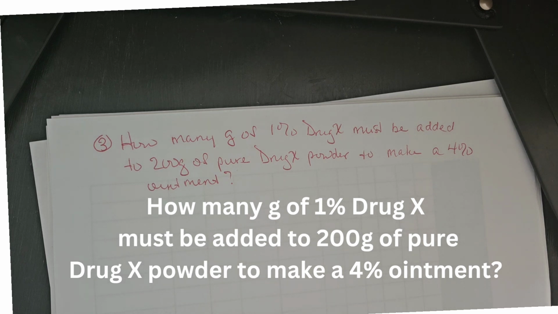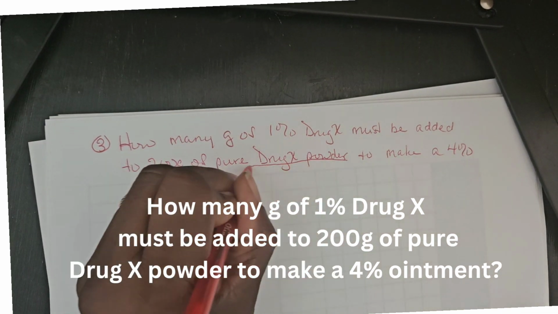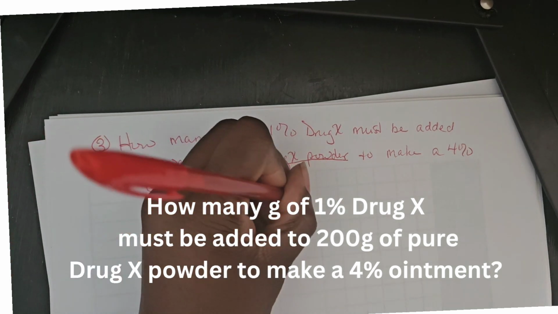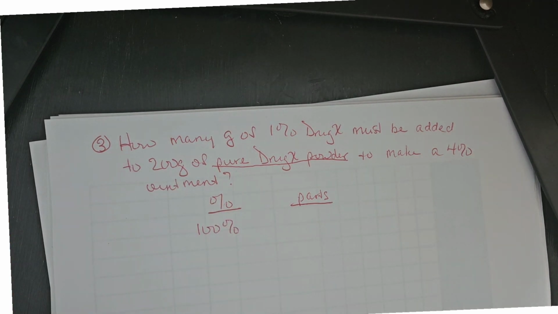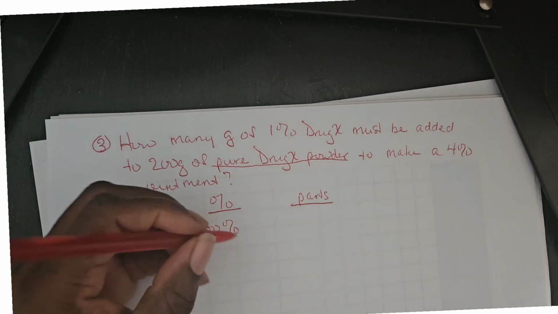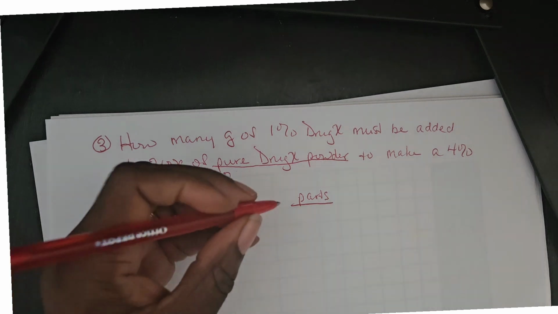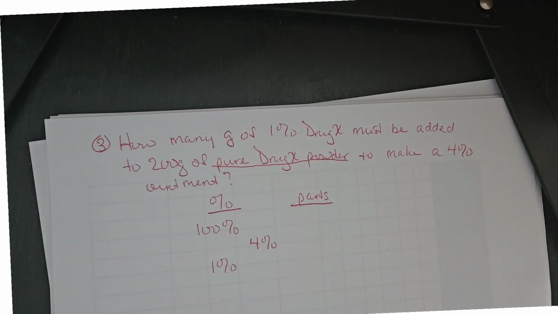Okay? So at this point, we are going to set up our alligation. We know that pure drug X powder, that's code language for 100%. So the pure drug X powder is my highest strength, right? My lowest strength is 1%. And the strength that I'm going to end up with, the strength I need to make, is 4%.